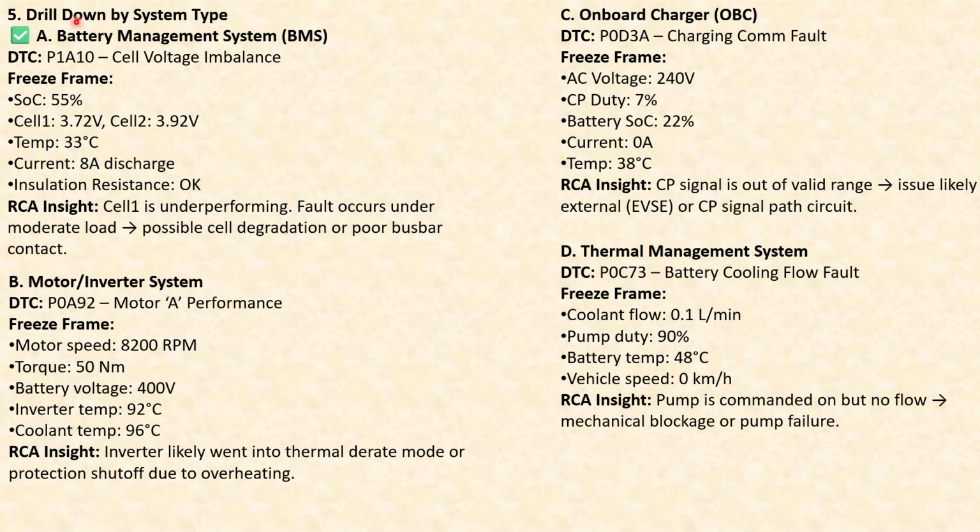Now, talking about the drill down by system type. When it comes to drill down by system type, the battery management system, P1A10 cell voltage imbalance, and next is freeze frame. First of all, you note down the DTC and then the freeze frame. At the freeze frame, SOC is 55%, cell 1 is 3.72 volts, cell 2 is 3.92 volts, and temperature is 30 degrees centigrade, current is 88 discharge, and insulation resistance is okay.